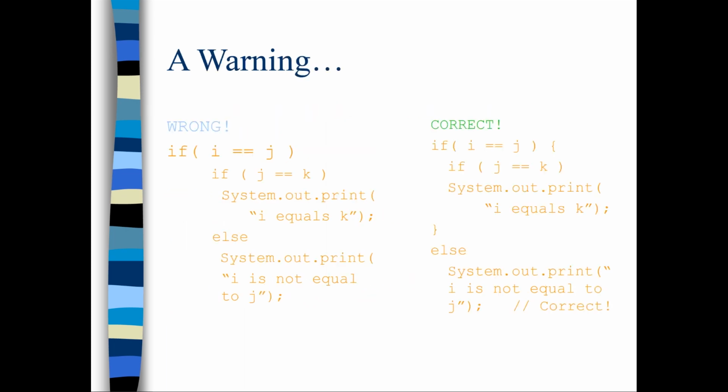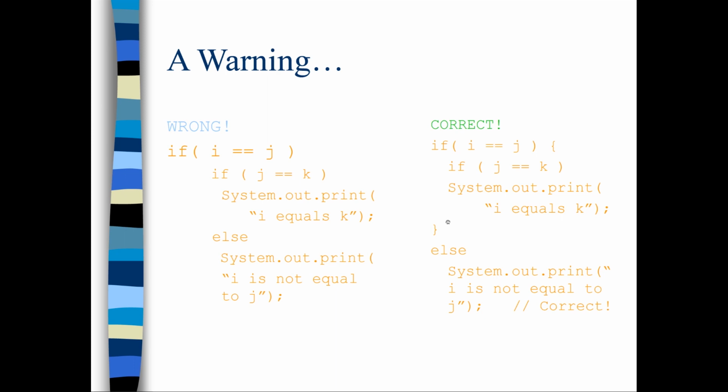Now let's go through some checks before proceeding ahead. See, if we write like this: if i equal to j, and inside that if j equal to k, System.out.println. This is a wrong practice. If you have multiple lines inside a single if block, it is always recommended to put that block inside curly brackets. If you have only a single line to evaluate, then there may not be a need to put a curly brace.